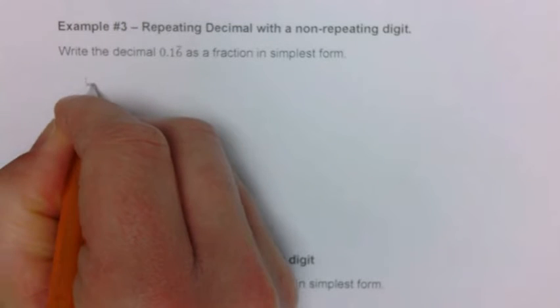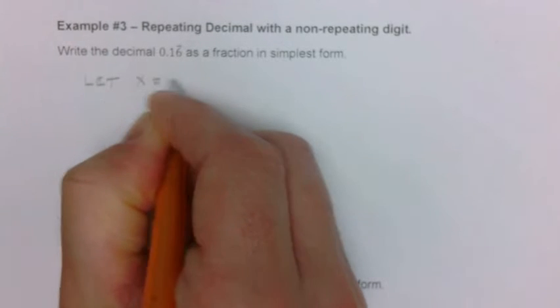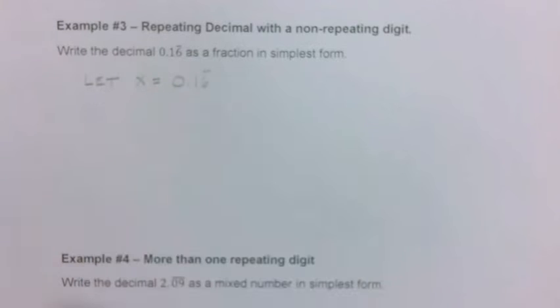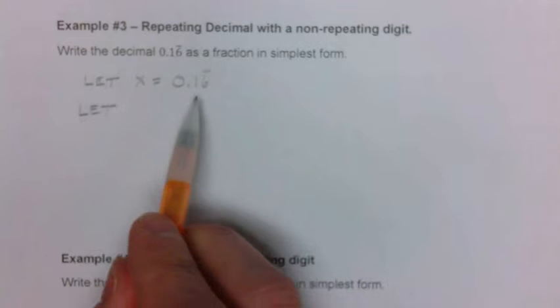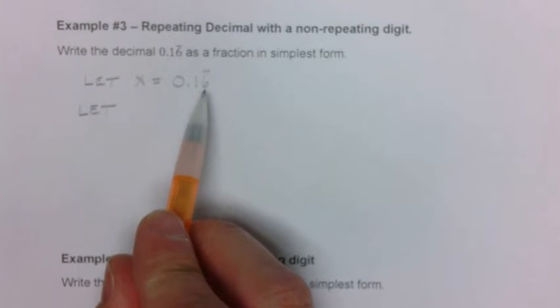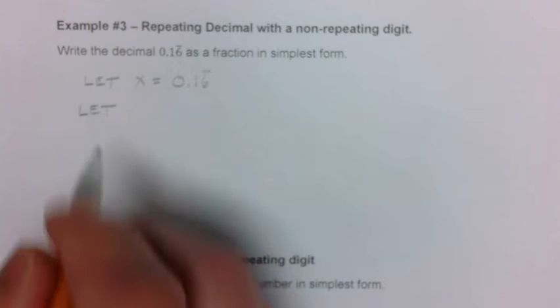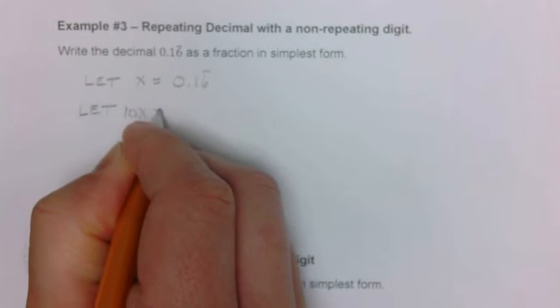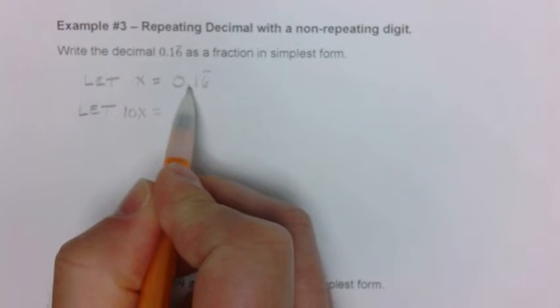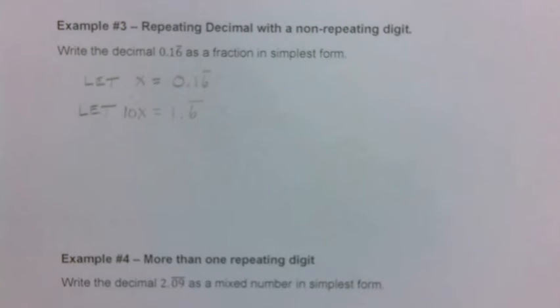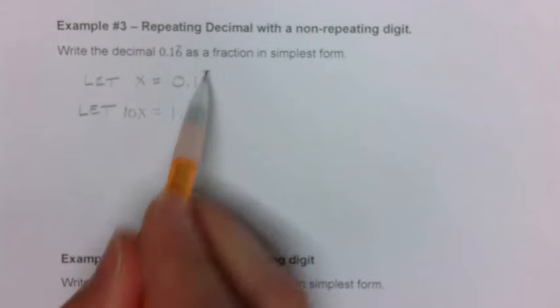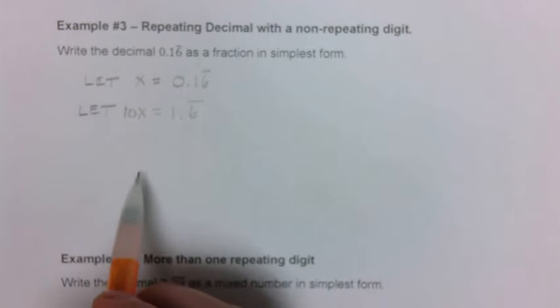We'll start out by writing our let statements. Let x equal 0.16 with the 6 repeating. And now I'm going to write another let statement. If I look at this decimal, again, there's only one number that repeats, that's 6. When there's only one number that repeats, I'm going to move the decimal point one time to the right, which means I have to multiply by 10. So let 10x equal, if this decimal point moves one time to the right, 1.6 repeated. All right, so x is 0.16 where the 6 repeats, 10x is 1.6 repeated.